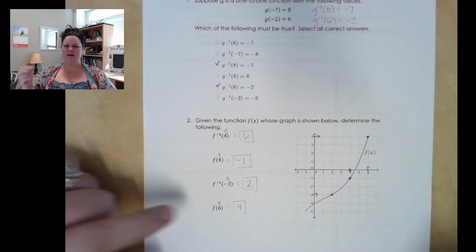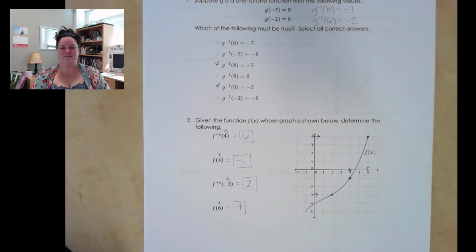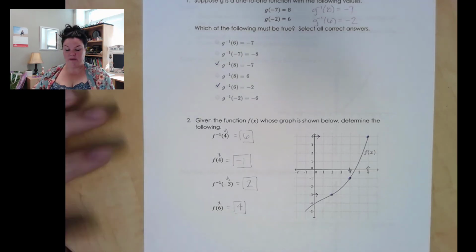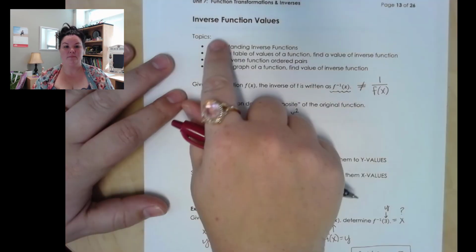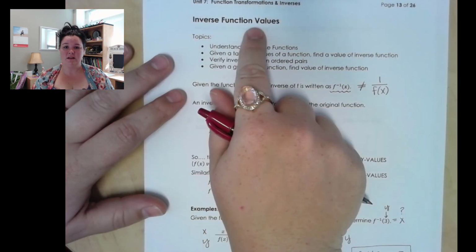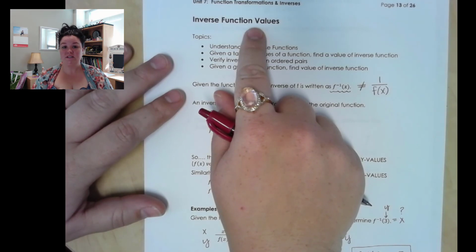Okay, so hopefully we're okay with going back and forth between f of x and f inverse of x. So that is all of this section. So you should now be able to complete your inverse function values assignment on Knewton. If you have any questions, please let me know.